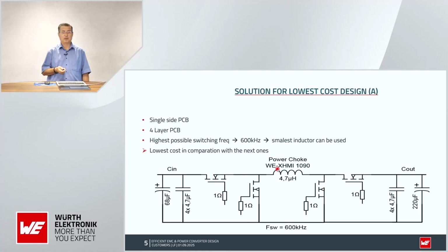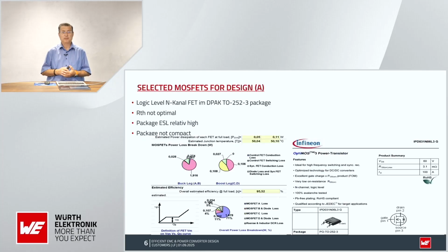At 600 kilohertz, I will use the smallest inductance and the smallest capacitors. As you can see, I will also use some gate resistors, 1 ohm, an input capacitor, and an output capacitor. Because it's a buck-boost converter, I will need some MOSFETs as well. For the MOSFET, the decision was Infineon, because the Infineon MOSFET meets the requirements. It can handle 60 volt, it can handle 100 amp.